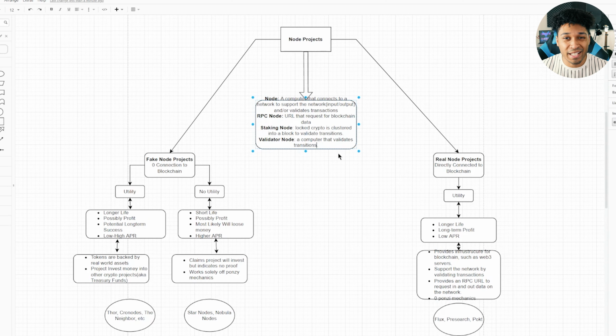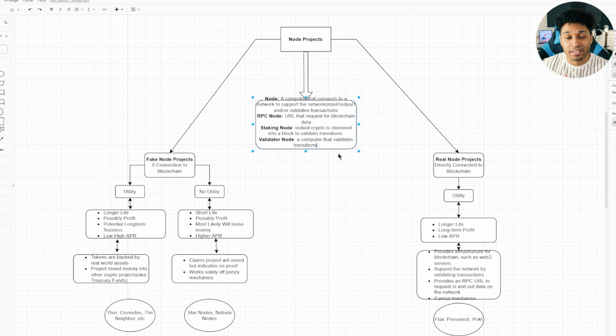And there are two other main types of nodes: a staking node and a validator node. A validator node is essentially a computer on a blockchain that validates transactions in and out. That is usually done by having a certain amount of allocated, verified tokens within that computer. So whenever tokens come through as a transaction, your computer will validate those tokens passing through against the current tokens that are staked inside of the computer.